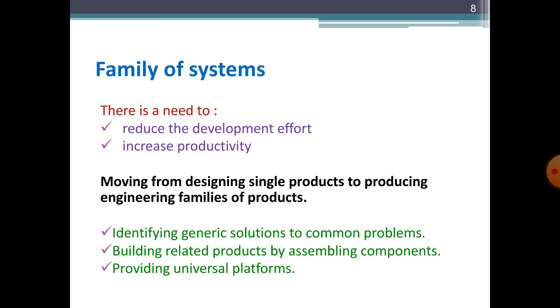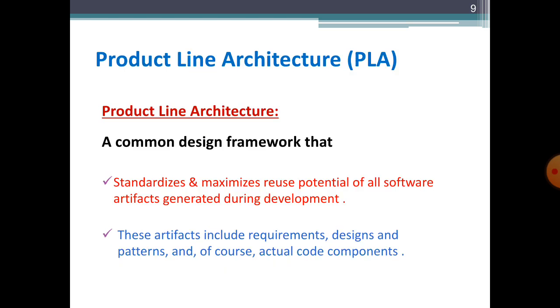So moving from designing single products to producing engineering families of products is the main mission behind the product line approach. So that's why we need to identify the generic solution to common problems, and then we build related products by assembling components, and then at the end we provide a universal platform in the software product line. And what is a product line architecture?